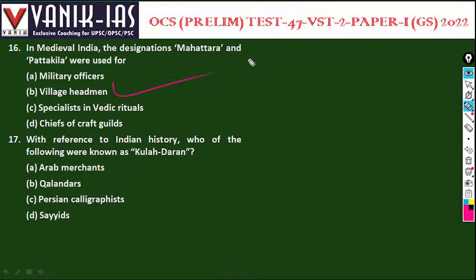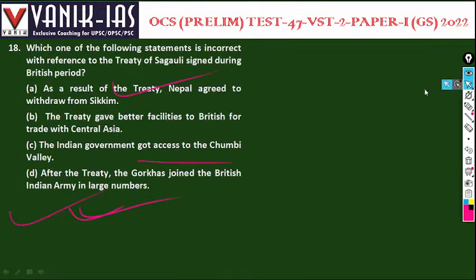With reference to Indian history, who of the following is known as Kulhodaran? Kulhodaran, it is the Sayyids. The Sayyids are called Kulhodaran, or they are also called the Sayyid brothers. They are also called kingmakers. Kulhodaran or kingmakers. D is the answer, the Sayyid brothers.